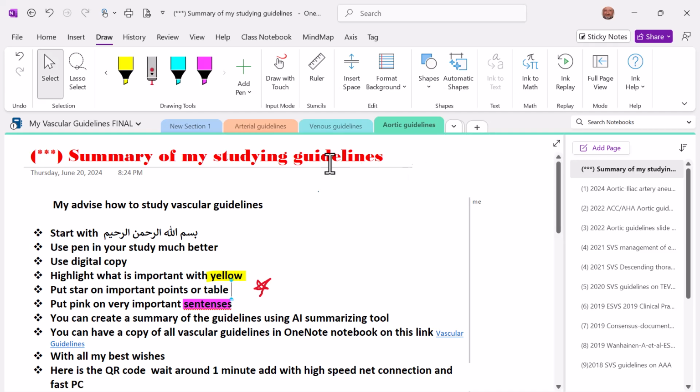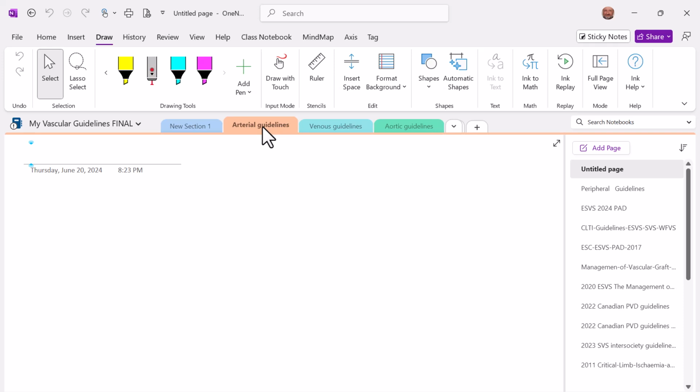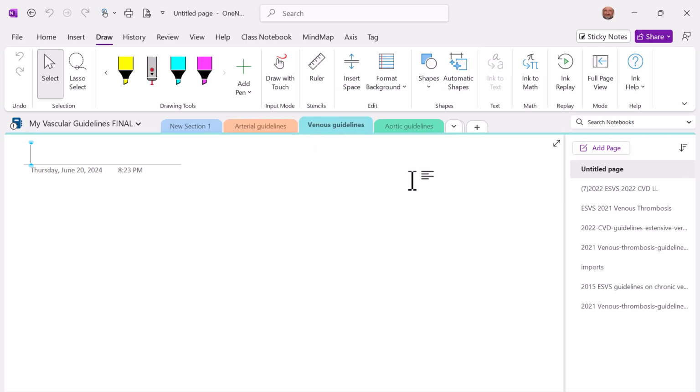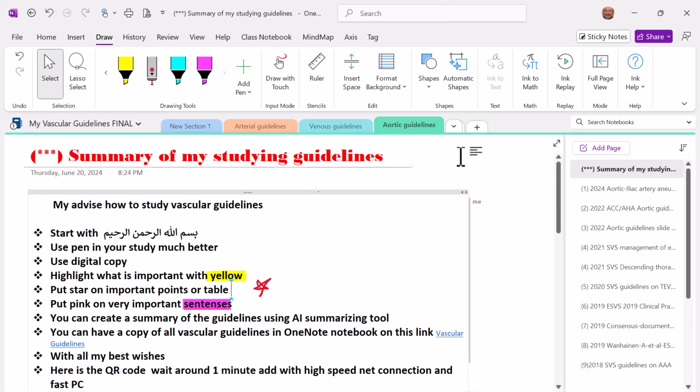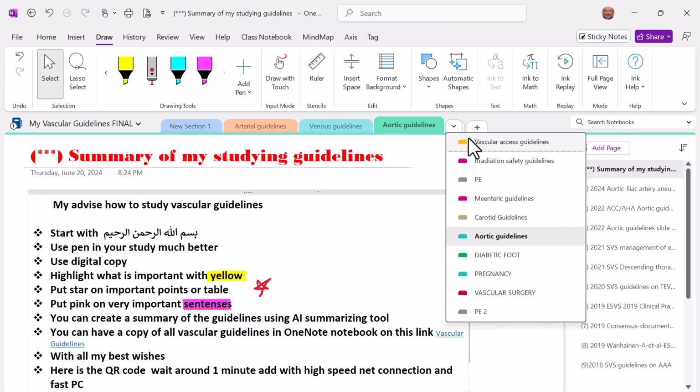If I want to show you here, this is the guideline notebook I have created. For example, here is the arterial guidelines, all the arterial guidelines are found in this column. Venous guidelines, all of them are in this column. Aortic guidelines, and so on. And each of these: vascular access guidelines, irradiation safety, pulmonary emboli, carotid, mesenteric, diabetic foot, pregnancy, also vascular surgery guidelines.